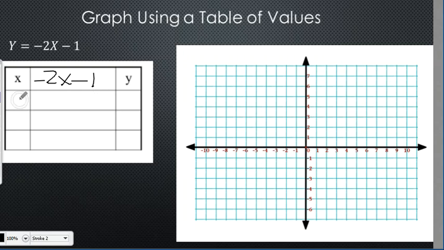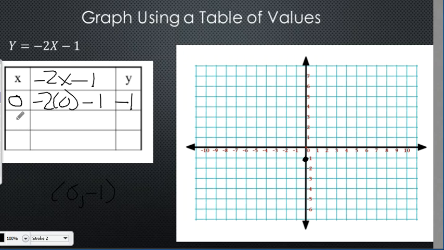So let's go ahead and let the x be 0. Okay, so remember when you're graphing using a table of values, you just pick some values for x, whatever you want, and then you substitute those in the equation for the x, and you solve for the y. Okay, so if we let the x be 0, negative 2 times 0 is 0. 0 minus 1 is negative 1. So when the x is 0, the y is negative 1. So that gives us an ordered pair of 0, negative 1. So let's go ahead and plot that point. 0, negative 1 would be right here.